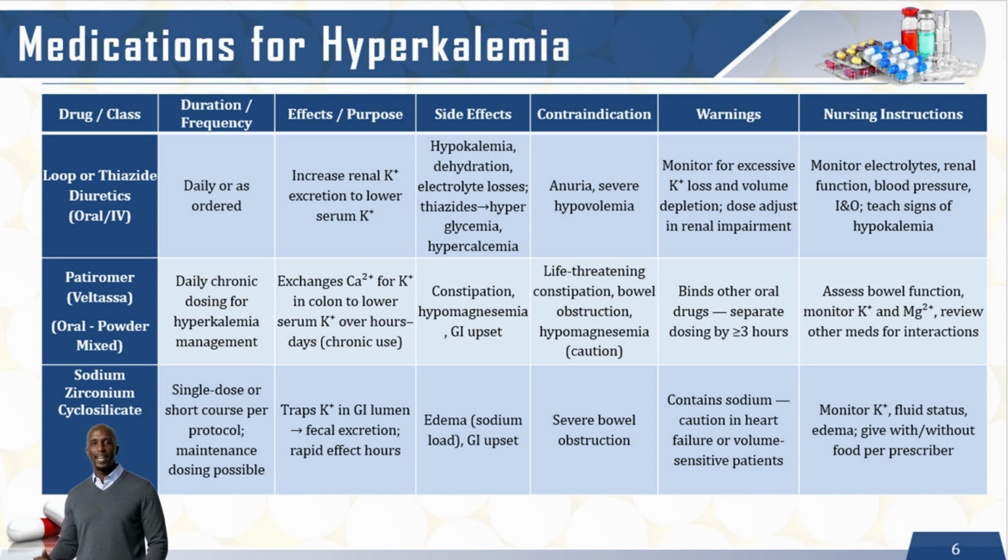Patiromer, a calcium-potassium exchanger, manages chronic hyperkalemia. Patiromer works slowly and may cause hypomagnesemia. It must be separated from other oral medications by at least 3 hours.